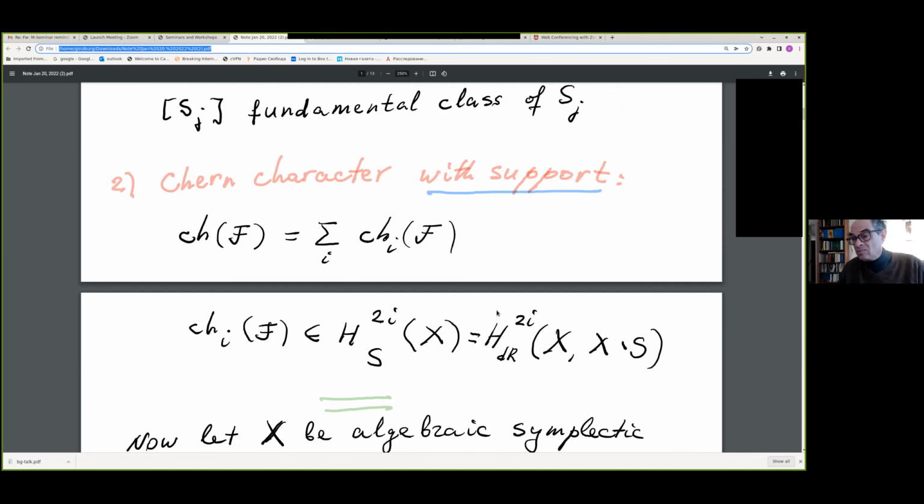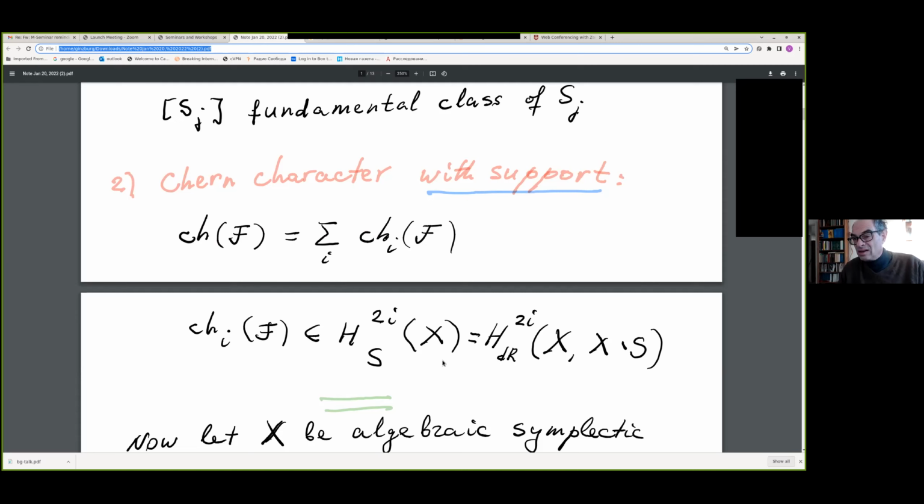No. In the formula where I write Ch sub i belongs to, there's a subscript de Rham. So the cohomology I'm using is de Rham cohomology. But since I'm over C, you can treat X just as a topological space and take the usual cohomology. So it doesn't matter what cohomology theory you take.